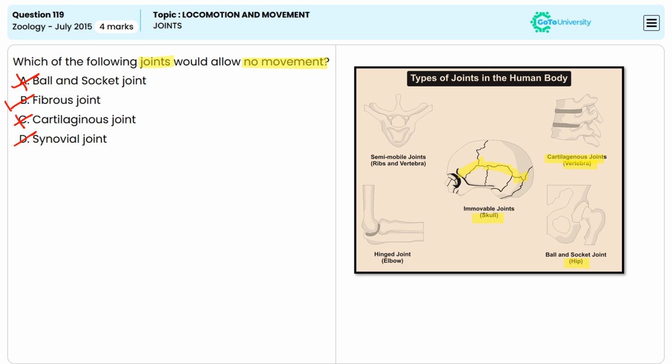Option D, synovial joint. Synovial joints allow freely movable movement and are the most common type of joint in the human body, such as the elbow, knee and fingers. So that is a hinged joint which helps in the movement. So option D is incorrect. The correct answer is option B.